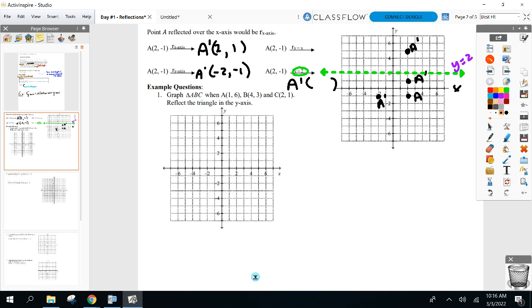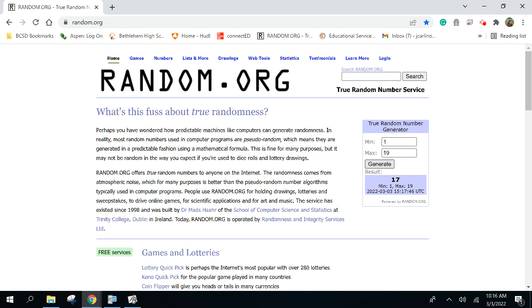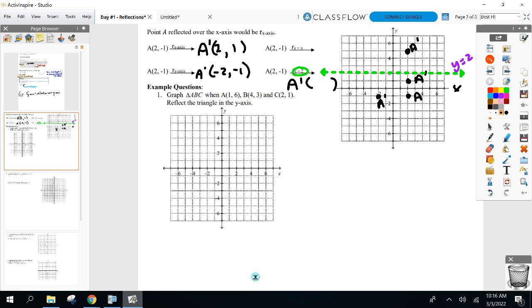What is that point? 17, what's that point? Like the coordinates? Yeah, coordinates, yep. 2, 5. 2, 5. All right. So all I do is I find the line I'm reflecting over, count the distance, go that same amount on the other side. Any issues?